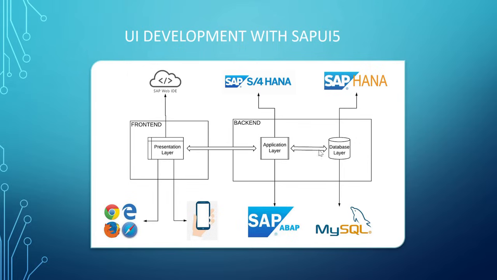Here, if you see the backend system, we have an application layer and also the database layer. This application is powered by SAP ABAP or S/4HANA or other platforms. It handles the processing, validation and logic execution. When it comes to database layers, it's SAP HANA with in-memory performance. You can also use MySQL or other databases in custom or hybrid applications.